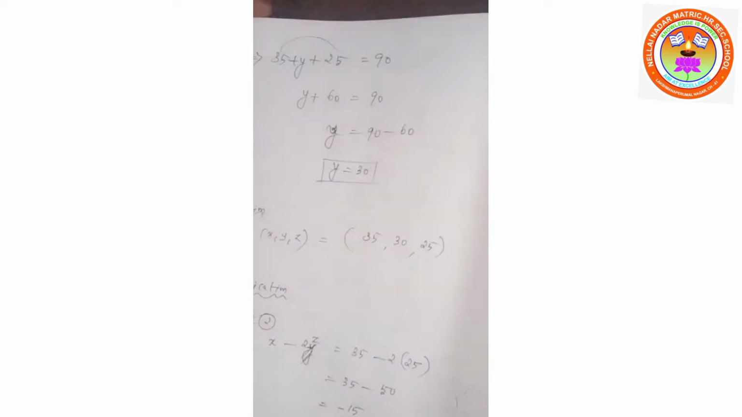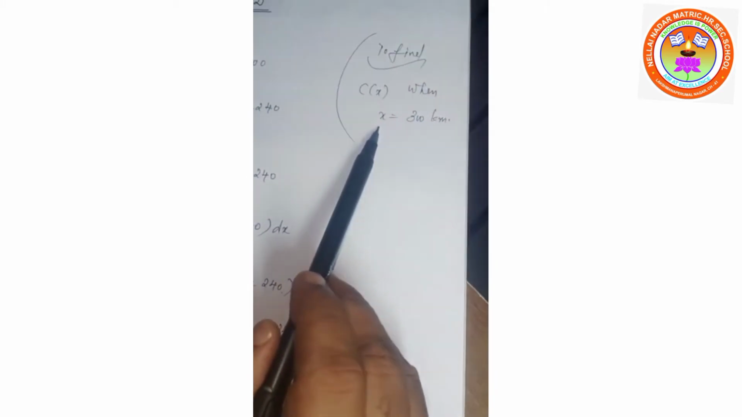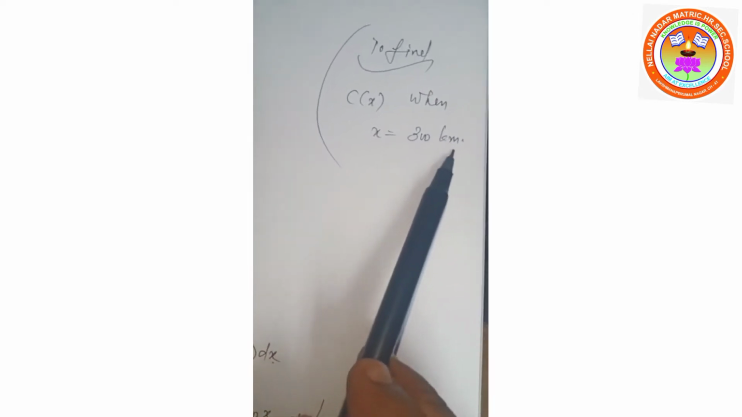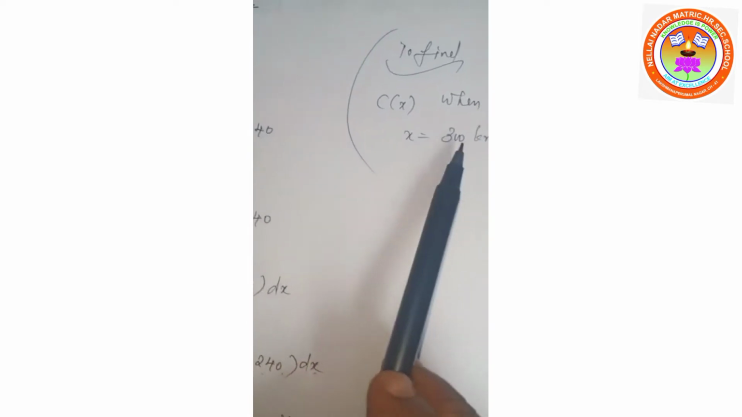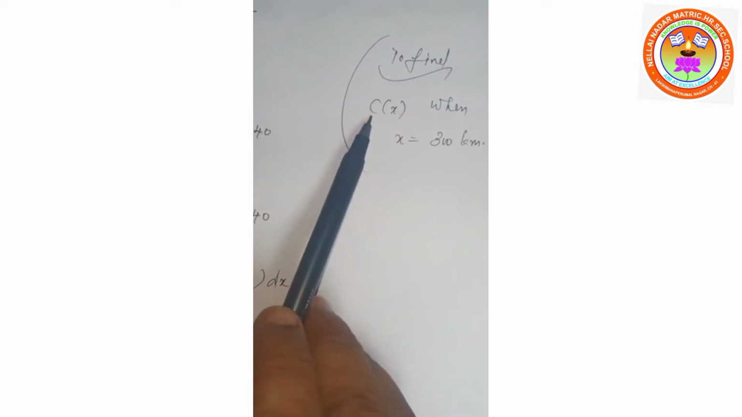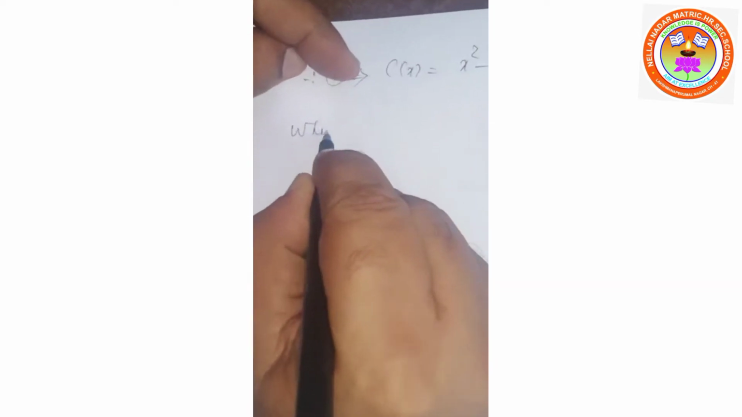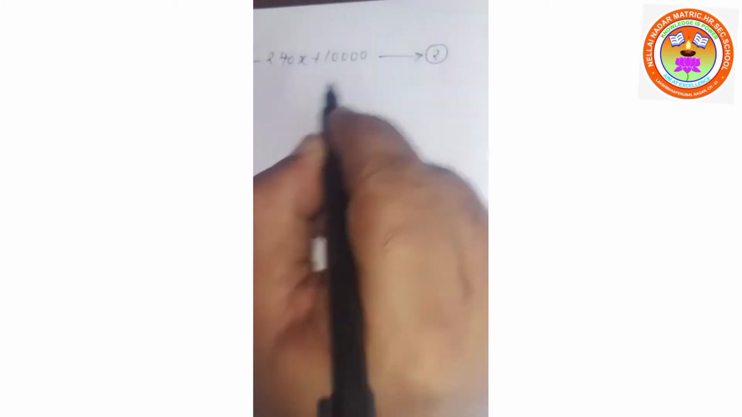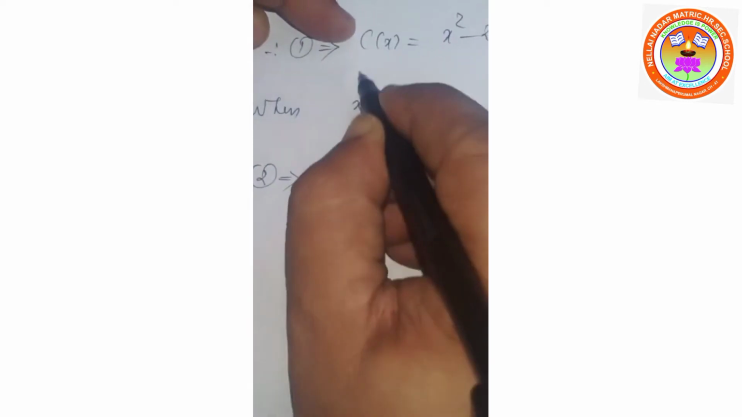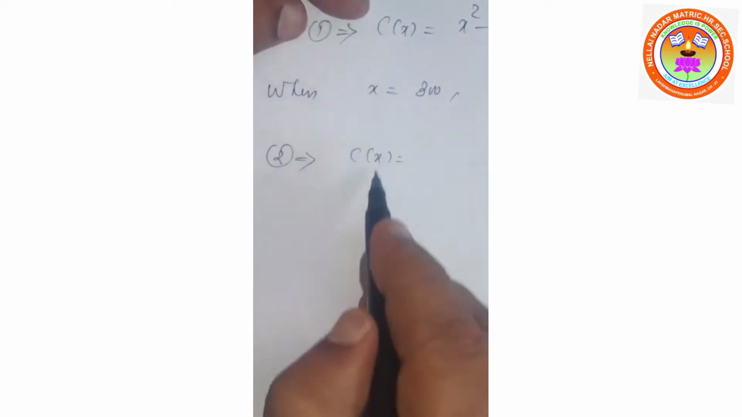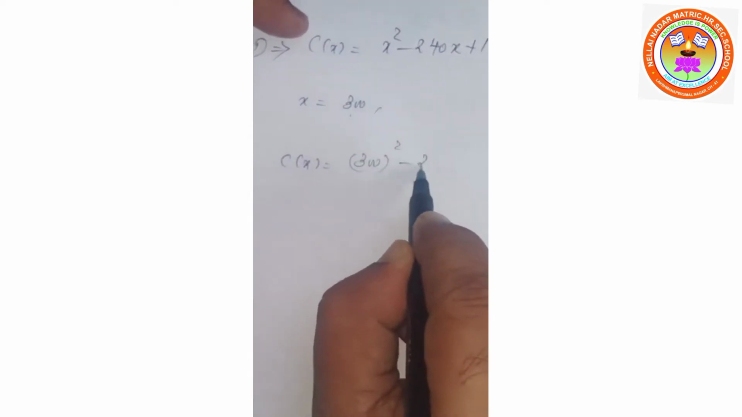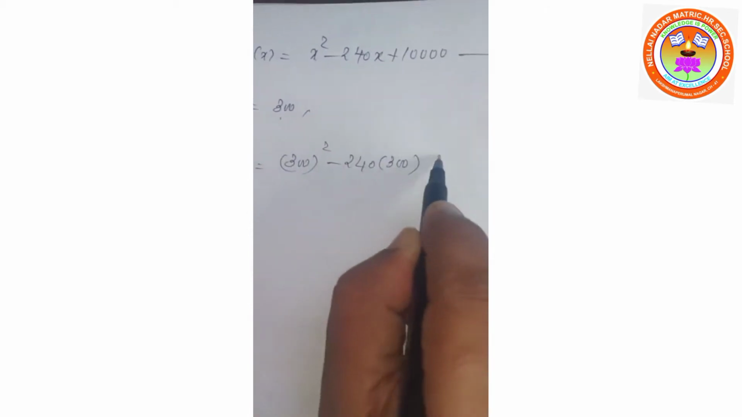Now you are asked to find out the cost when x equals 300 km. After overhauling, the engine has to run for 300 kilometers. If it runs for 300 kilometers, what will be the cost? That is the question. So, when x equals 300, let it be number 2. Equation 2 implies c of x. You are asked to find out c of x. X can be replaced by 300. 300 square minus 240 into 300 plus 10,000.